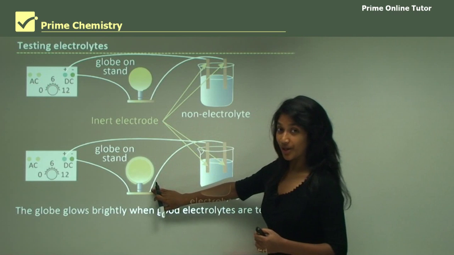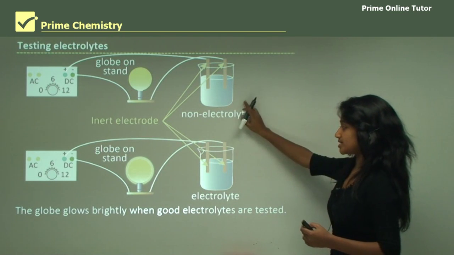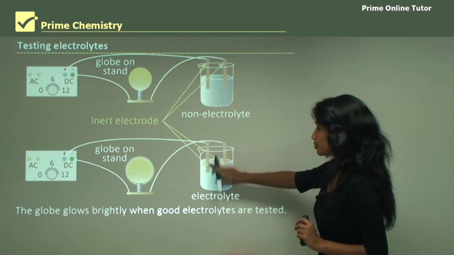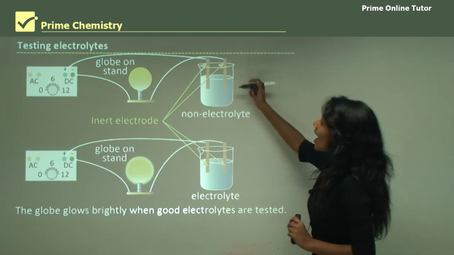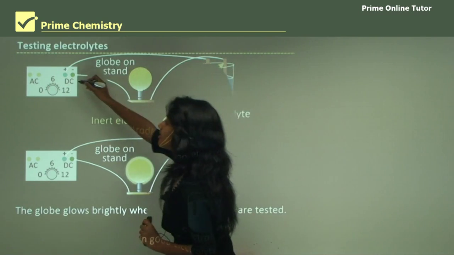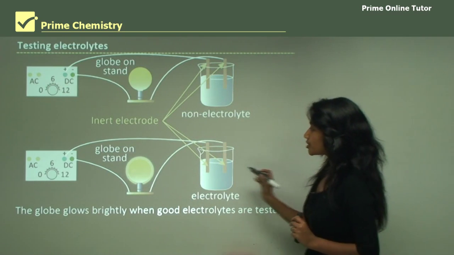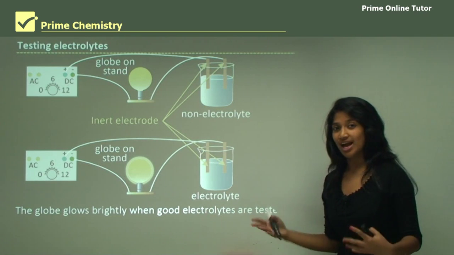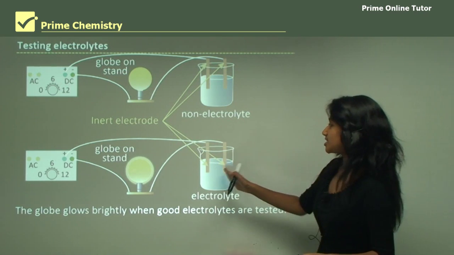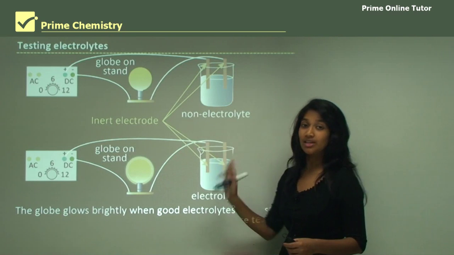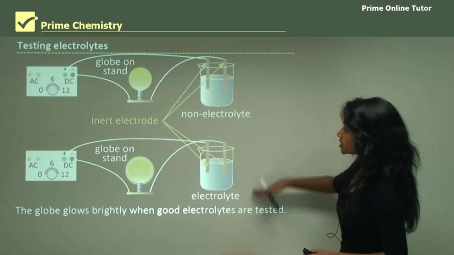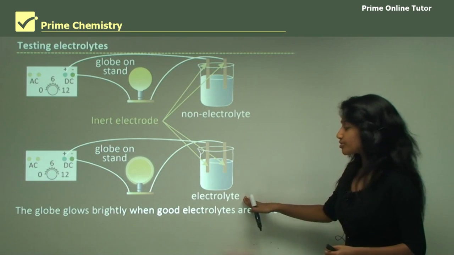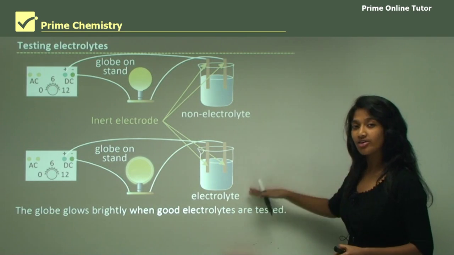So here we have the two globes and we have two beakers, each containing two electrodes, the metal, and wires connecting them all. So note that the electrodes are inert because we do not want them to react with the electrolyte. So inert electrodes, maybe platinum electrodes, are used. Here we have the non-electrolyte solution, which is blue, and also the electrolyte solution. So we're comparing the two.